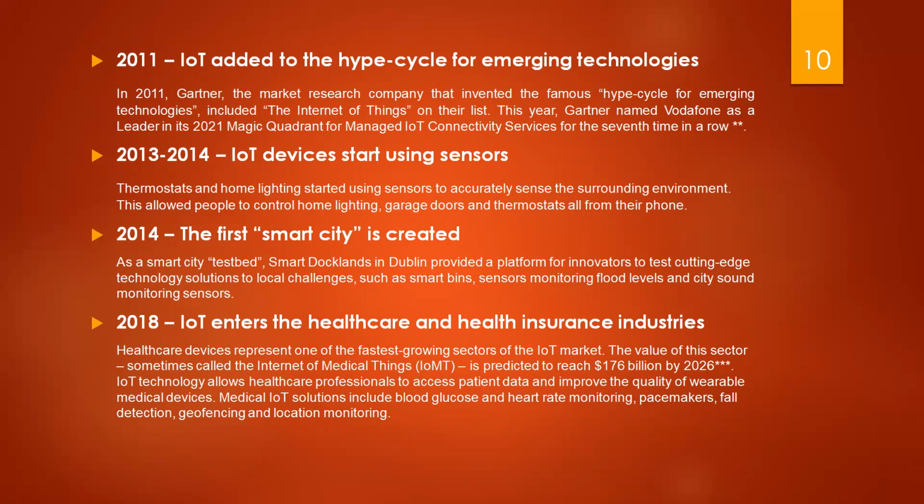Now, in 2013 to 2014, IoT devices start using sensors. Thermostats and home lighting started using sensors to accurately sense the surrounding environment. This allowed people to control home lighting, garage door, and thermostat all from their phone.